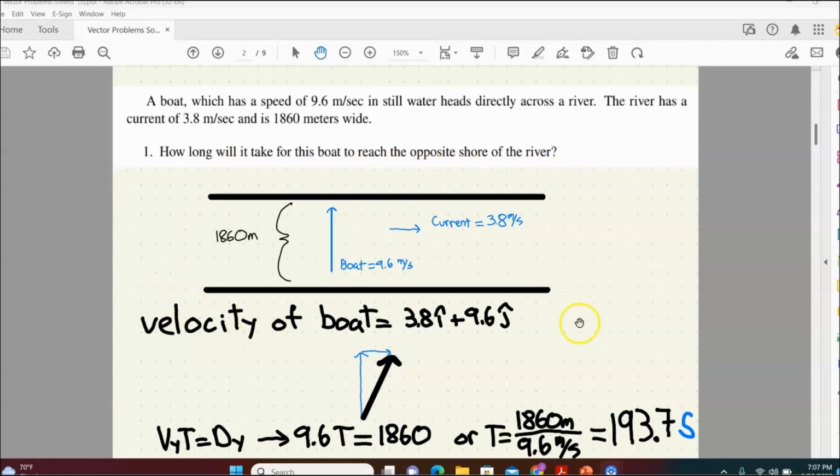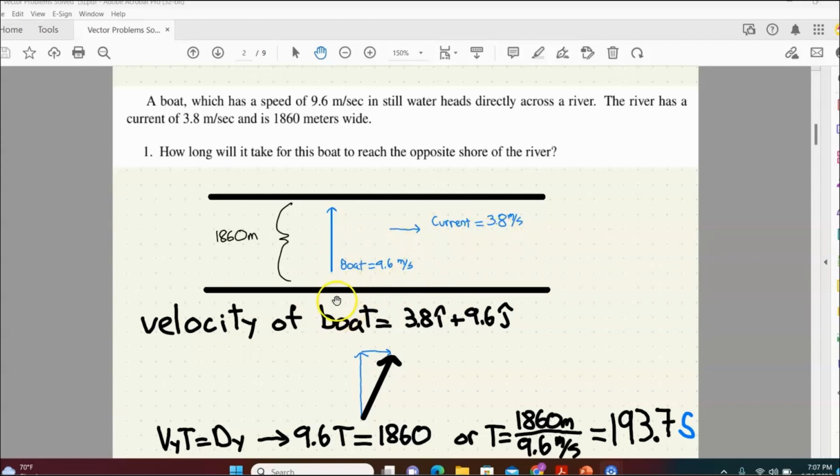For any physics problem, you first want to sketch a little diagram of what's going on. This is the river. This is one shore of the river. Here's the opposite shore of the river. The river has a width of 1,860 meters. The boat's maximum speed that the engine can make the boat go in the water is 9.6 meters per second. And then there's a current going to the right.